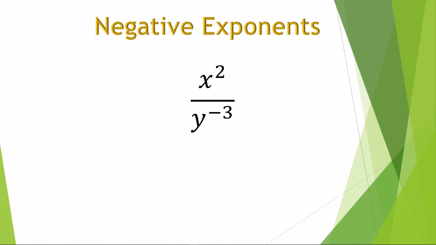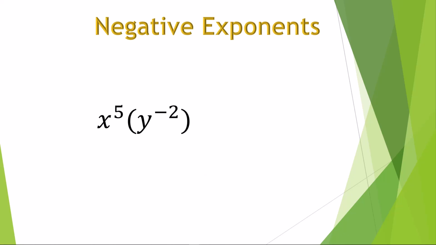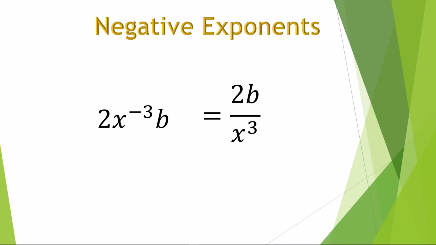Here is a more complex example with a negative exponent in the denominator. See how this resolves? Here we have two powers, x to the fifth times y to the negative 2. Resolving this one simply moves the y power down to the denominator and changes the negative 2 exponent to positive. In this one, the coefficient value 2 stays in the numerator with the b variable, and the x power with the exponent negative 3 moves down to the denominator, where the exponent value changes to positive.